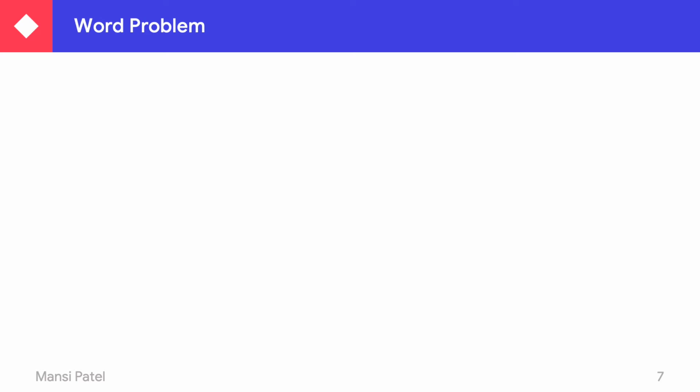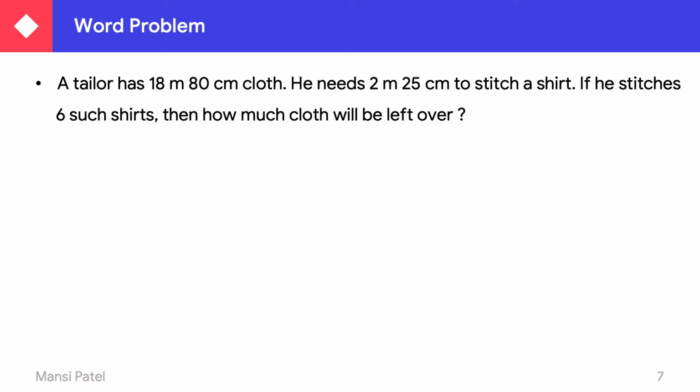Let us see one another. A tailor has 18 meter 80 centimeter cloth. He needs 2 meter and 25 centimeter to stitch a shirt. It means if he wants to stitch one shirt, then he uses 2 meter and 25 centimeter cloth. If he stitches 6 shirts, then how much cloth will be left over?